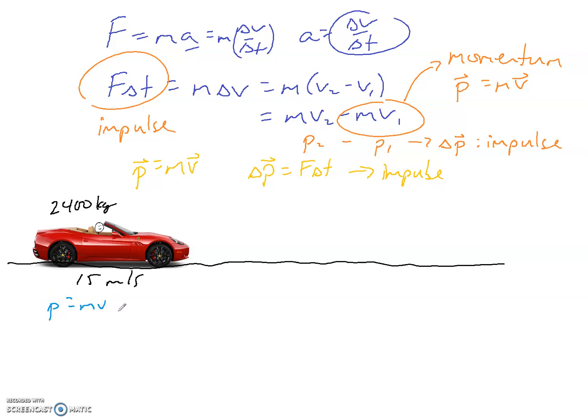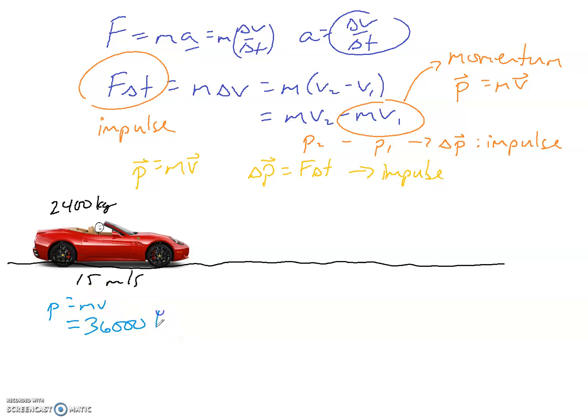Momentum is m times v. I've got a mass, I've got a v, which means I can calculate how much momentum I have driving my car. As long as you're moving and you've got mass, you've got momentum. So if I do the 2,400 times the 15, I have about 36,000 for momentum.